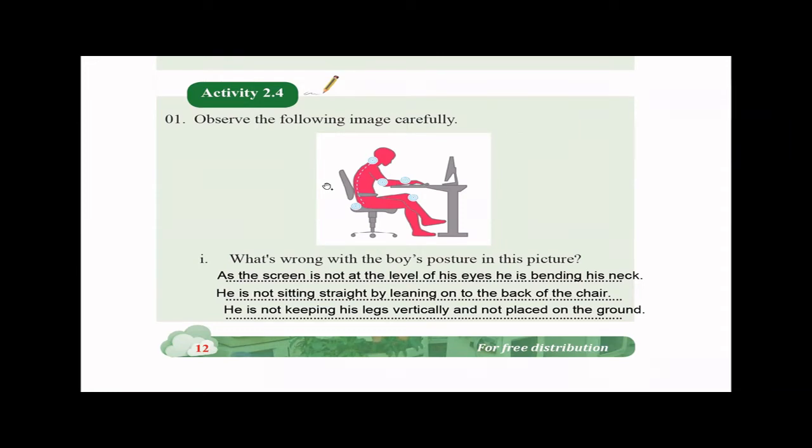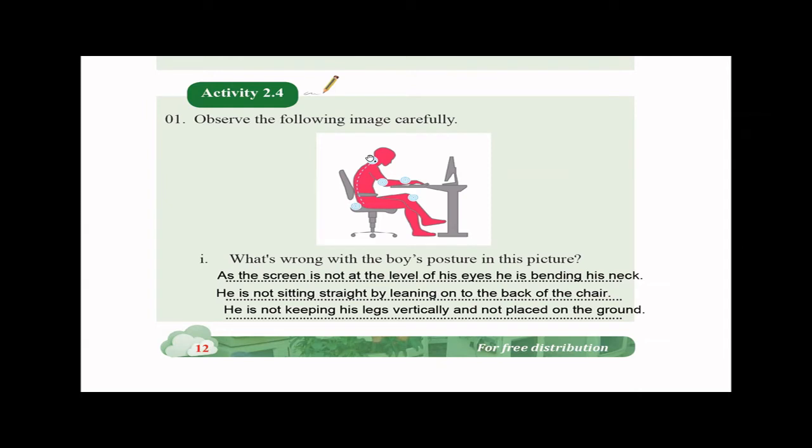Okay. Activity 2.4. Observe the following image carefully. So here they're asking what's wrong with the boy's posture in this picture, right? If you see this carefully, the eyes of this boy and the screen are not at the same level. Therefore, this boy is bending his neck.